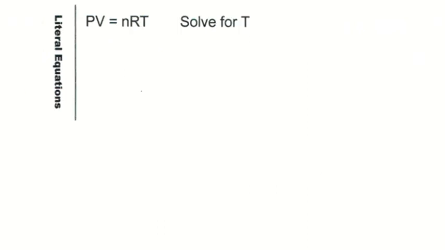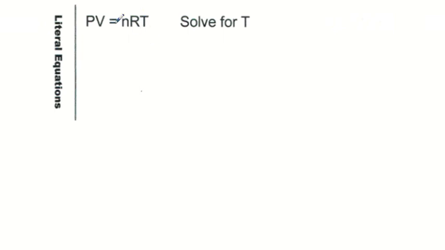Next, PV equals nRT, an equation that you might have seen back in your chemistry days or physics days. I think it's the gas law. Pressure times volume equals number times R times T. I forget what R is. We're going to solve for T.